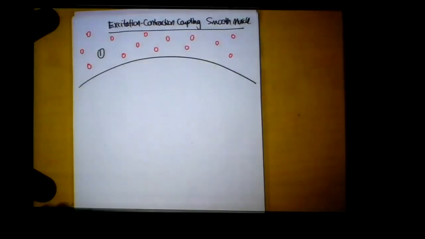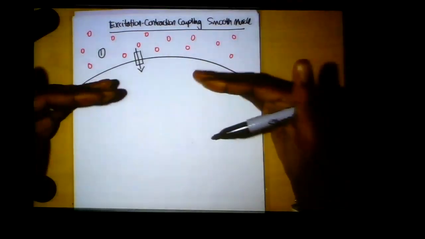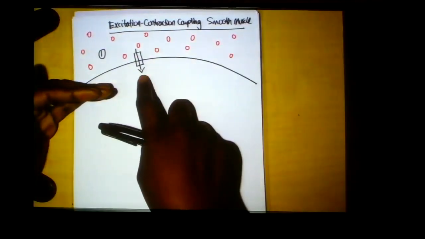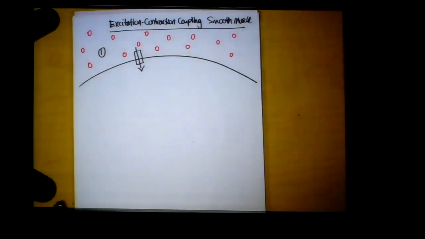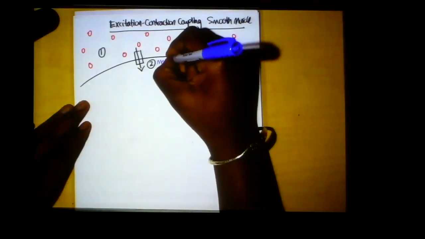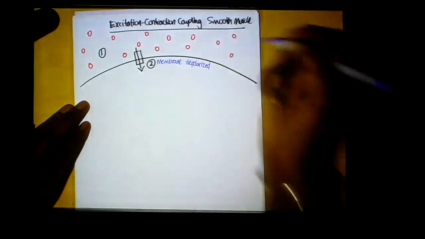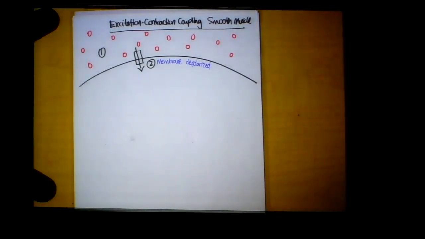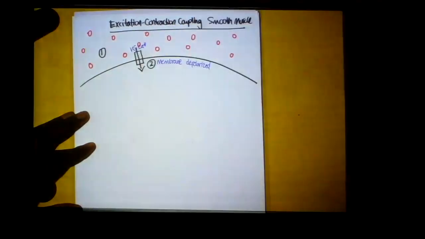On the membrane of the cell, we have voltage-gated calcium channels. And so when the membrane potential of this cell changes, that triggers the opening of these calcium channels, and this calcium can rush into the smooth muscle cell. Okay, so that's the second process here, is that the membrane gets depolarized, and we have that rush of calcium coming in because the voltage-gated calcium channel opens up, okay?